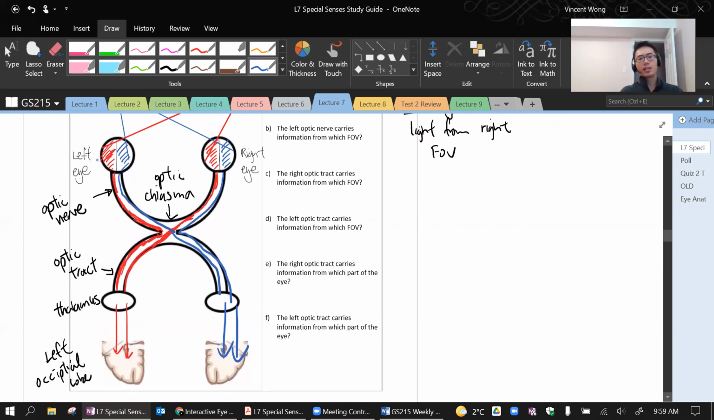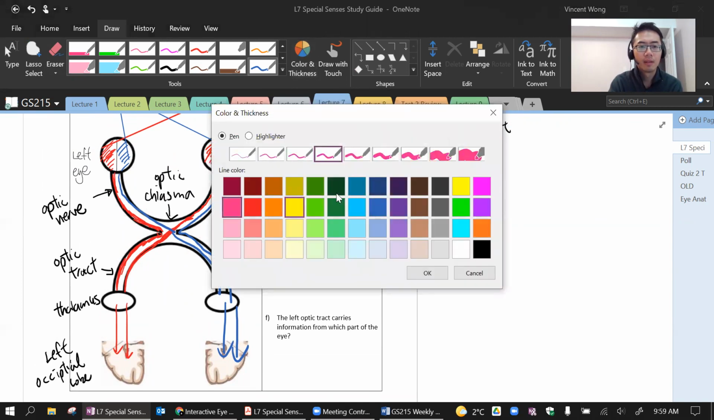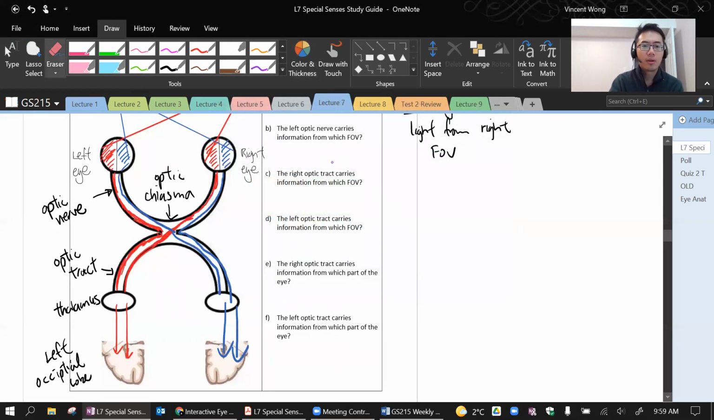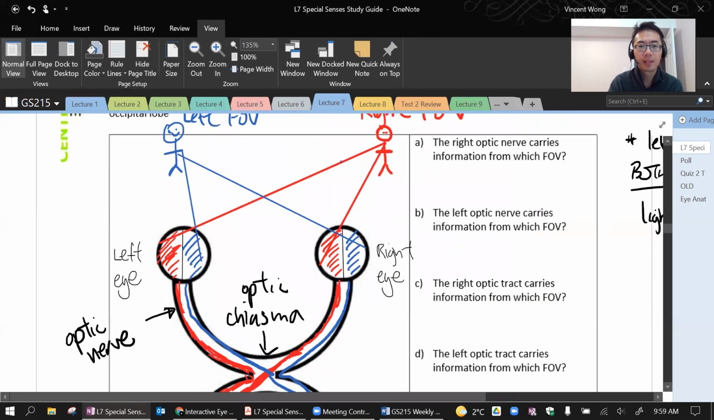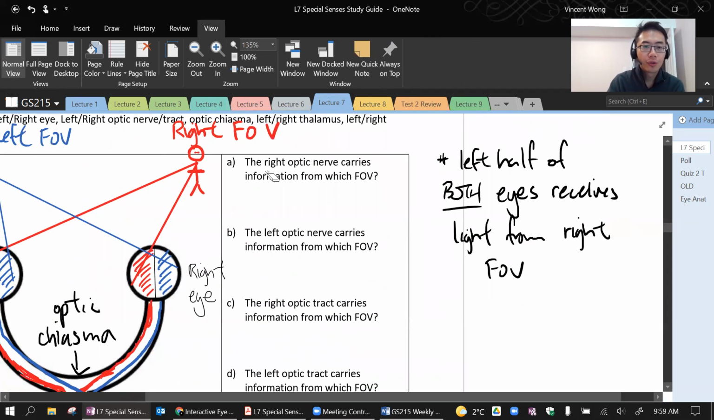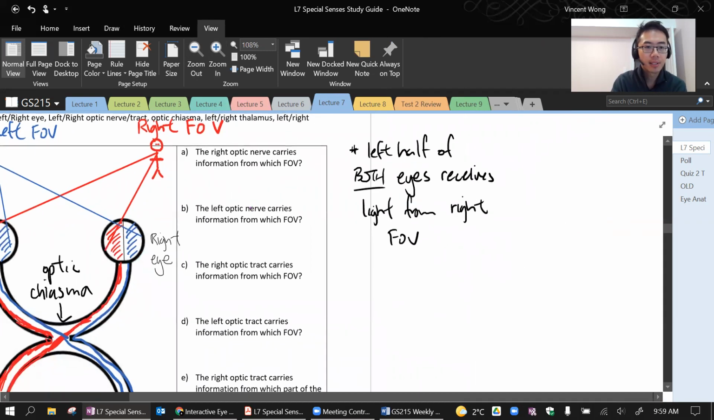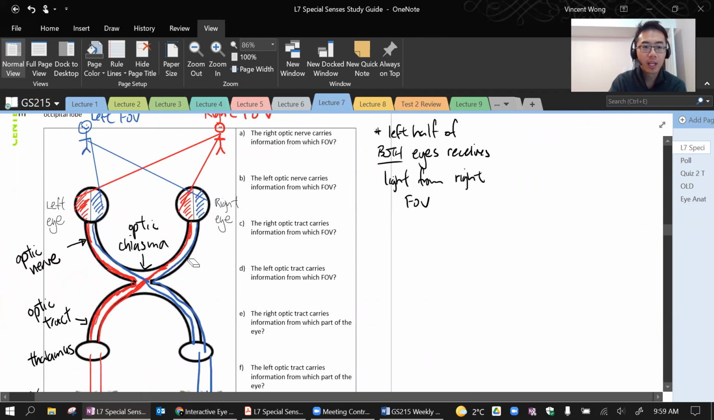Any question about this concept? You can see how it is quite confusing. No question? All right, let's go through these questions then. First one. Right optic nerve carries information from which field of view? Let's take a look. Which one is the right optic nerve? The right optic nerve is right here.